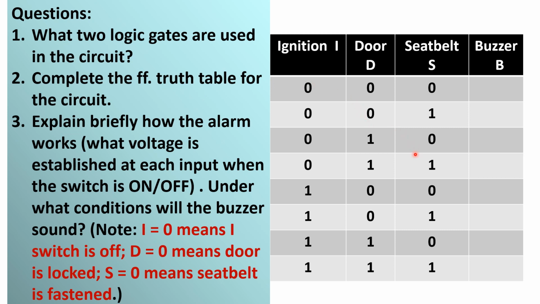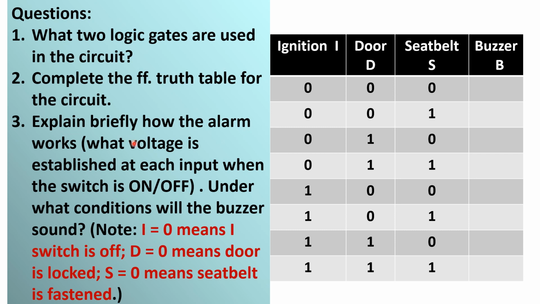All right, we already have laid down all the conditions for the three switches, the ignition switch, the door switch, and the seatbelt switches. All the necessary or possible combinations are already given. All you need to do is provide the necessary logic state, either logic 1 or logic 0, in the fourth column representing the buzzer.